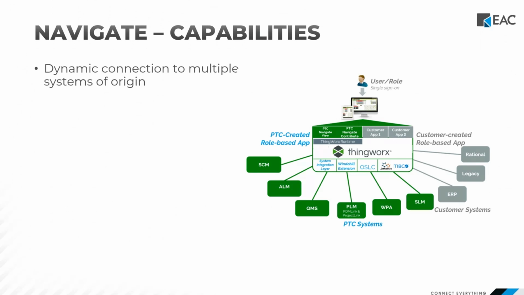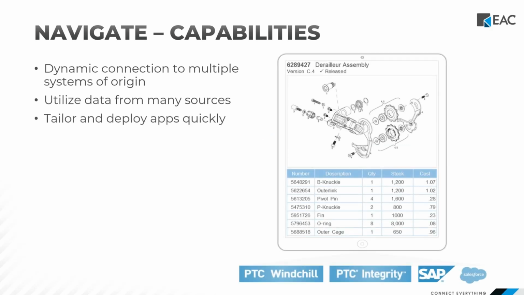Navigate also allows you to dynamically connect to multiple systems of origin, which can be, of course, PTC core products, or you can also utilize pre-built connectors that access third-party systems such as ERP or MES. The data is funneled from those different systems and is put in the hands of the user via a single sign-on interface. As we know, decision-making is so much more effective when you can see all of the relevant data in one place at the same time. And setup and delivery are also super efficient, as in it can take hours and days, not weeks and months.